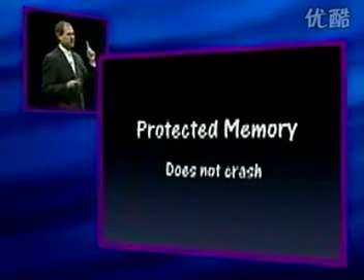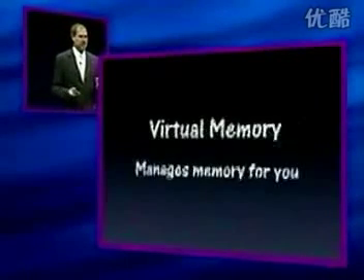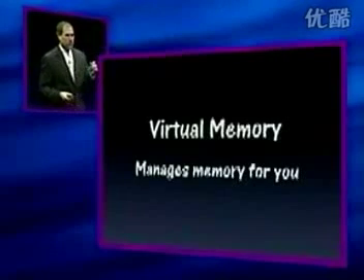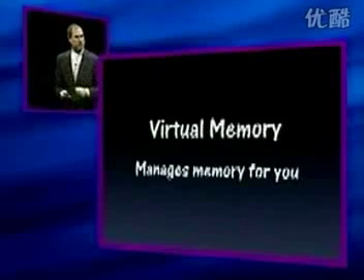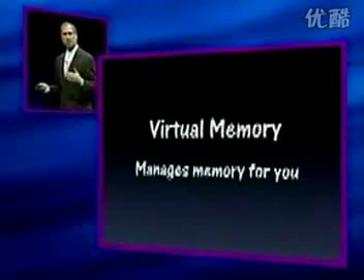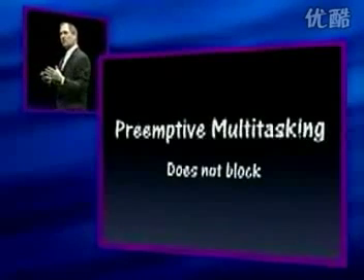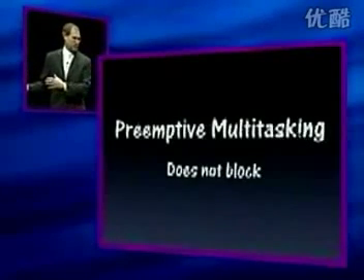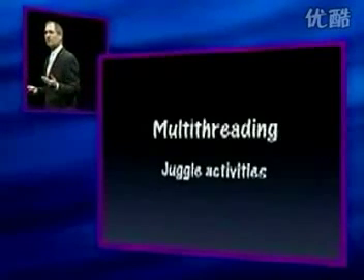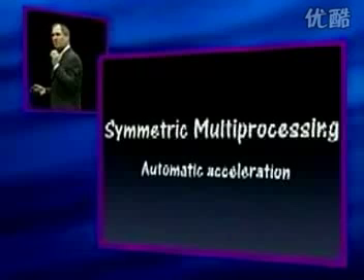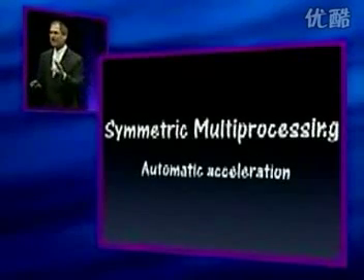First and foremost, protected memory so you don't crash. Secondly, virtual memory so that the computer manages the memory for you. You don't have to figure out how much memory to allocate to each application. Third, preemptive multitasking, so that one application doesn't block other applications. Next, multi-threading to help you juggle activities even more seamlessly. Next, symmetric multiprocessing, so that you get automatic acceleration when you add that second processor.